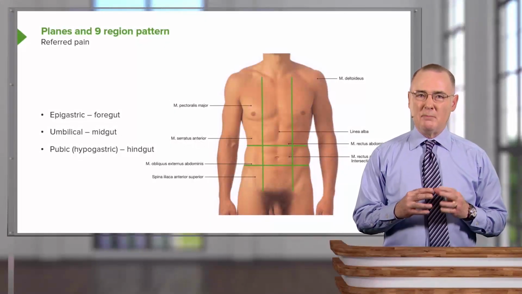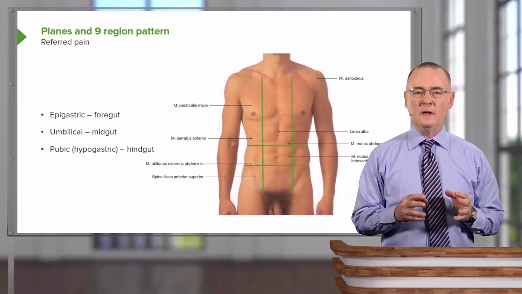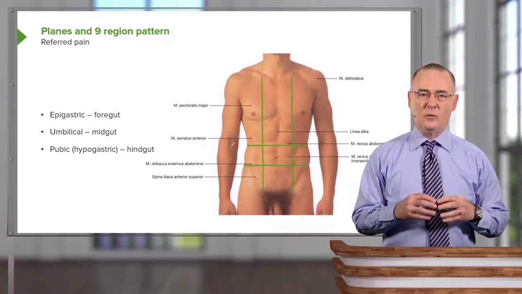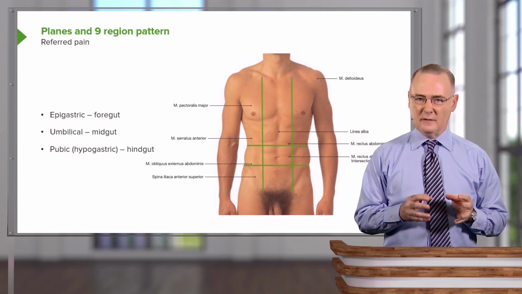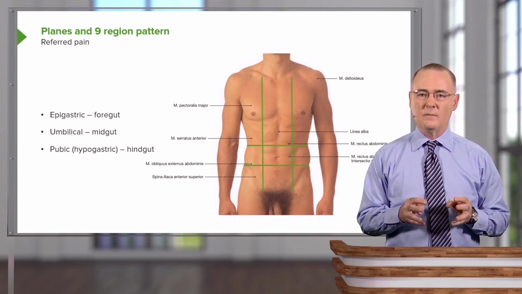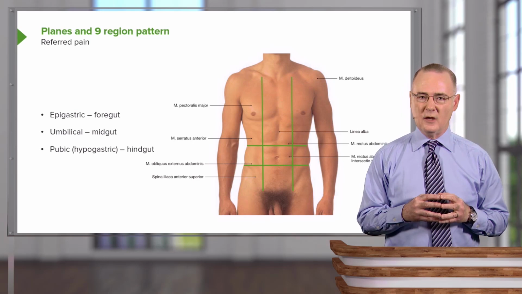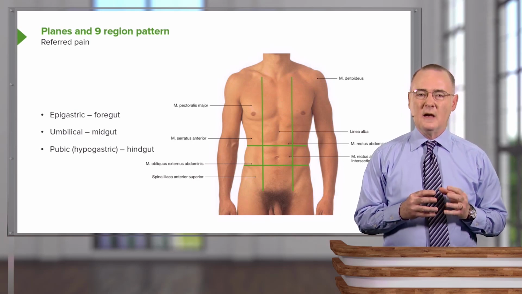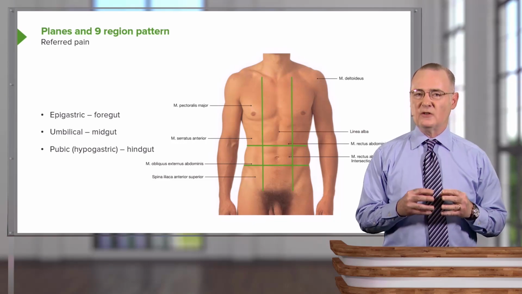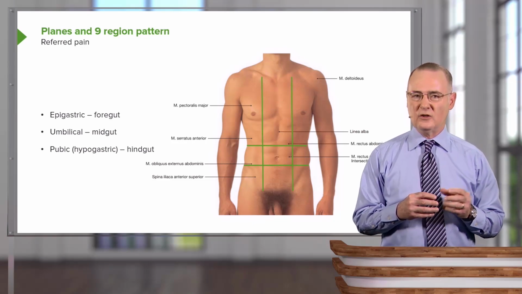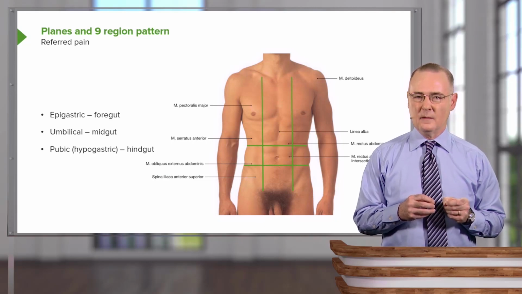This 9-region pattern is useful in understanding referred pain. When we think about the development of the viscera that would be associated with your abdominal cavity, the primitive gut tube is arranged into 3 regions called a foregut, a midgut, and a hindgut.